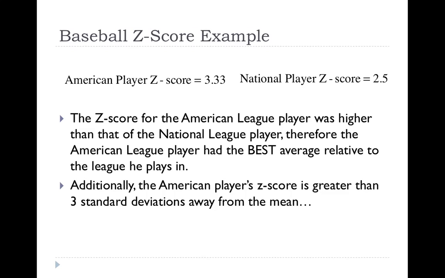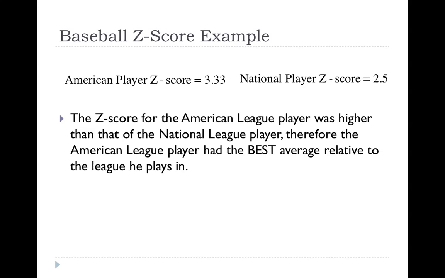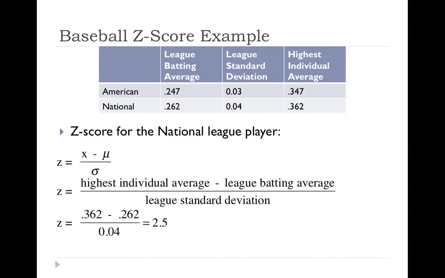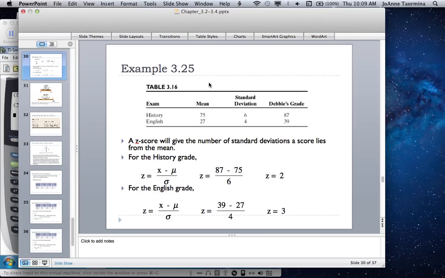Okay, now we can also note that since 3.33 is more than 3 standard deviations away from the mean, the American player's z-score is an outlier. And so the American player with his score of 0.347 is an outlier. Okay, that concludes chapter 3.2 to 3.4.